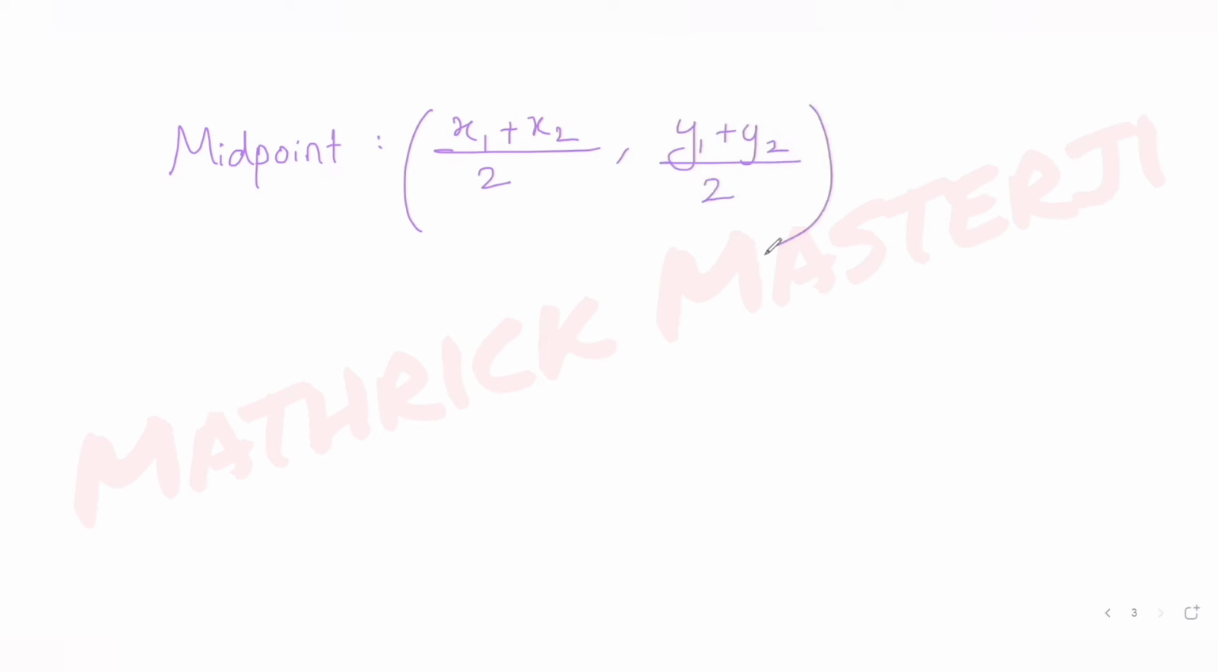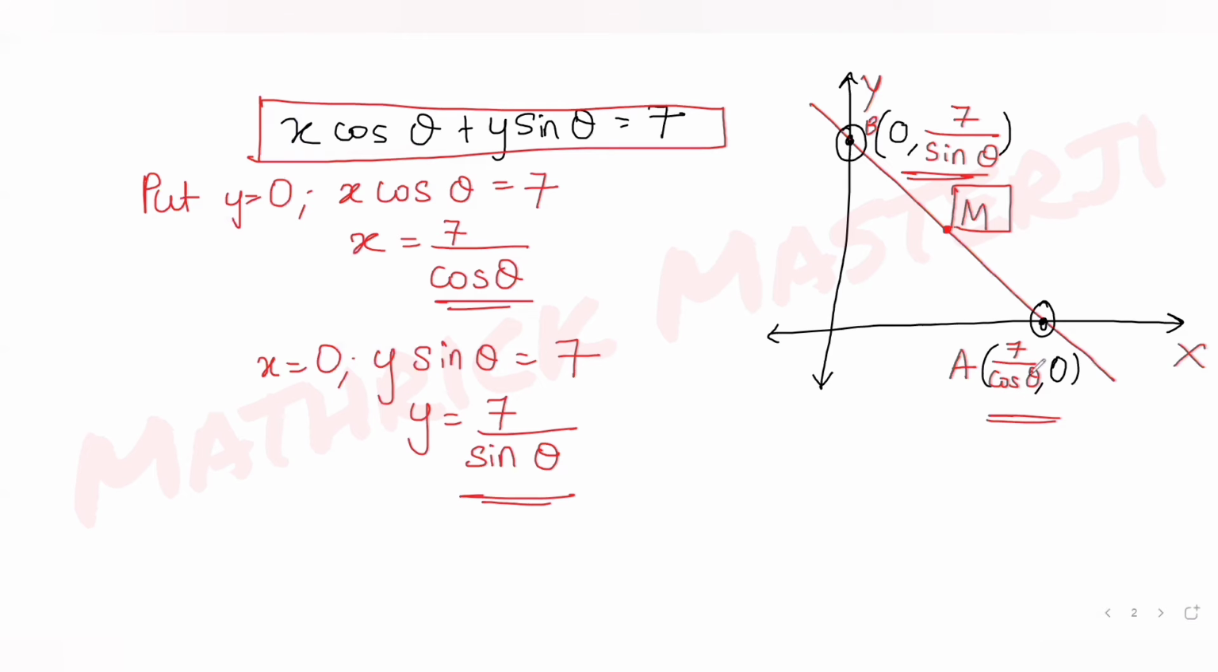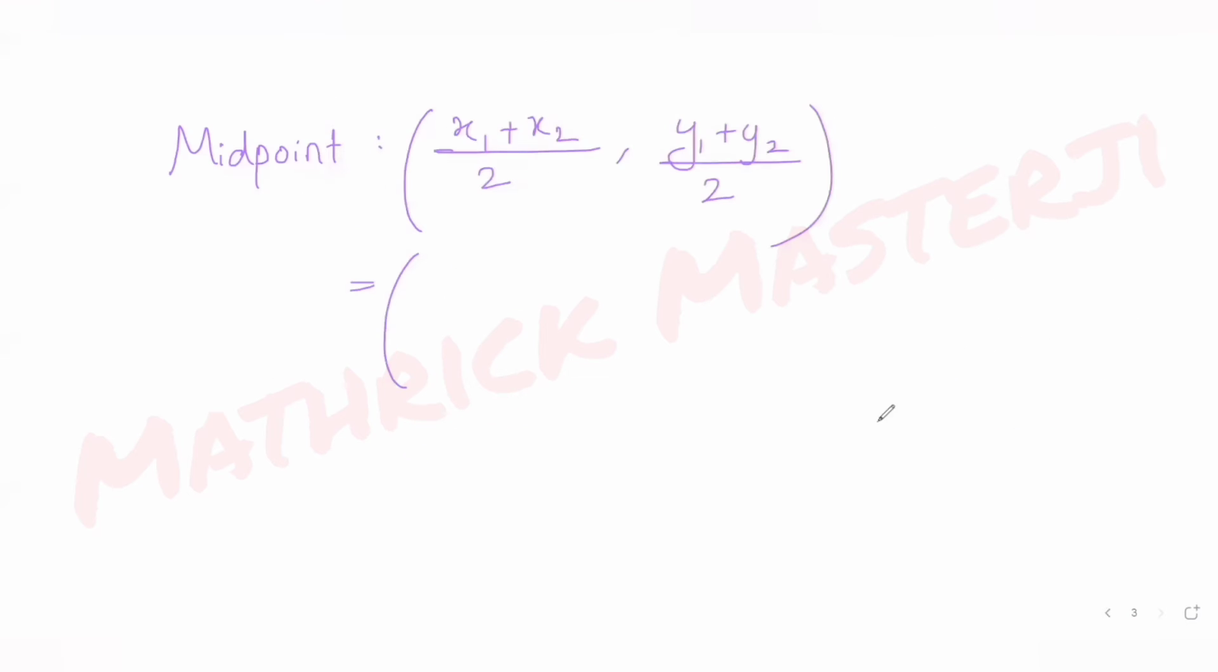We know the midpoint of two coordinates is given by the average of the x-coordinates, (x1 plus x2) over 2, and the average of the y-coordinates. With x-coordinates 7 over cos theta and 0, I get (7 over cos theta plus 0) over 2. The other one becomes (0 plus 7 over sin theta) over 2.